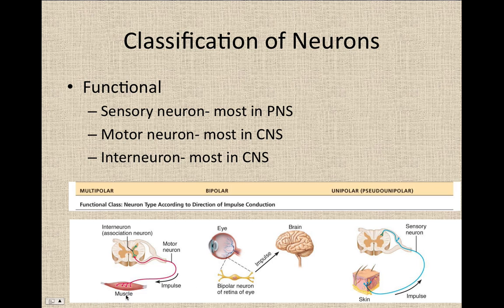So sensory neurons are really almost only in the peripheral nervous system. Okay, the motor neurons and interneurons are going to be almost completely in the central nervous system. So that's where the cell body of that neuron would be found. And then here you have the bipolar for the eye, for the ear, and for the nose.